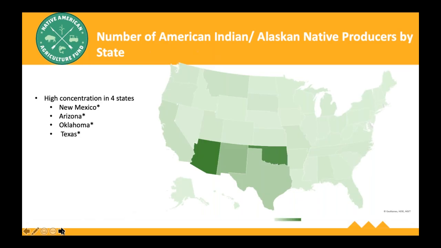This map is looking at the number of American Indian, Alaska Native producers by state, which you saw earlier from Ginger's presentation. And we can see that there's a high concentration in four states, which are New Mexico, Arizona, Oklahoma, and Texas. And for some reason, the percentages are not showing up, but they will on the website when the presentation is posted.